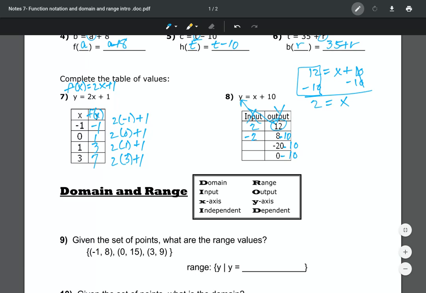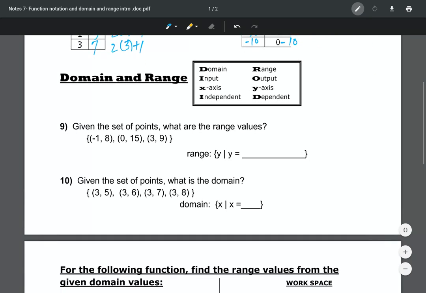All right, then we have negative 20 minus 10. Now, these are same signs. Same sign, add and keep the negative. And then 0 minus 10 is negative 10. So those are two different ways of filling in a table: one when the input or the x value is given, and one where the output or the y value is given. All right, so then we're going to go into domain and range.